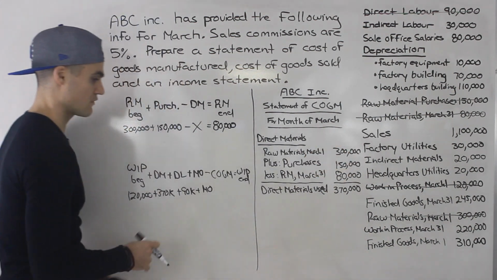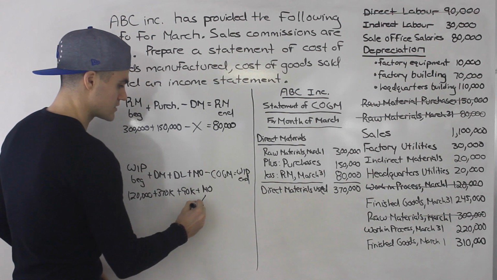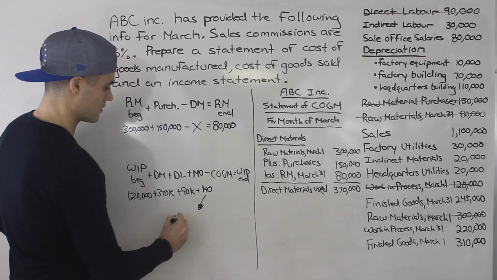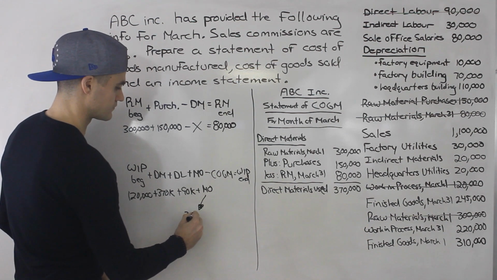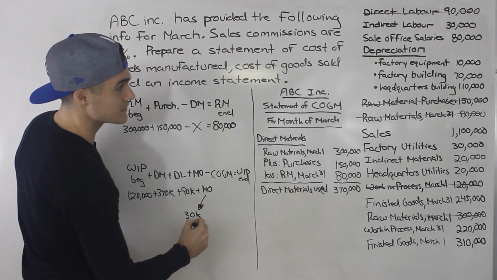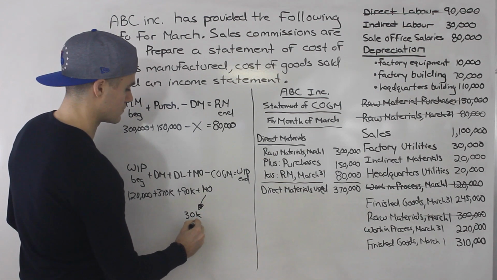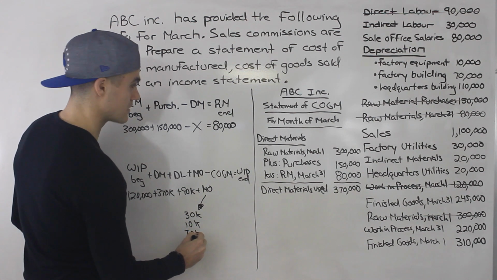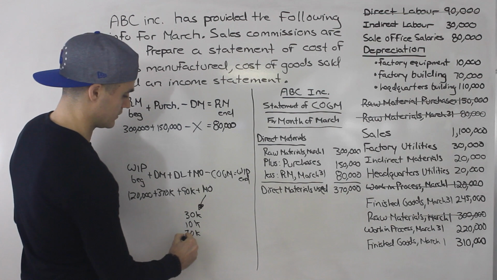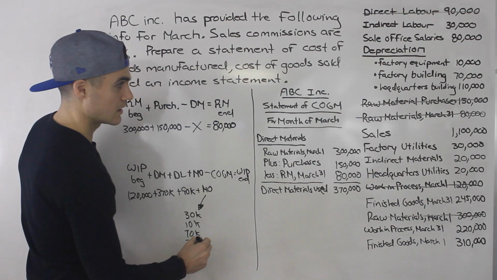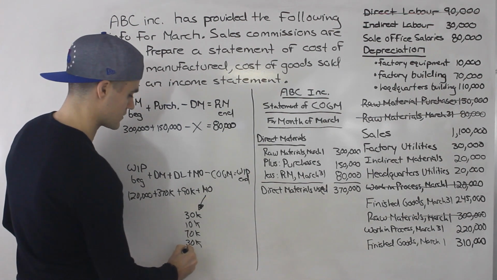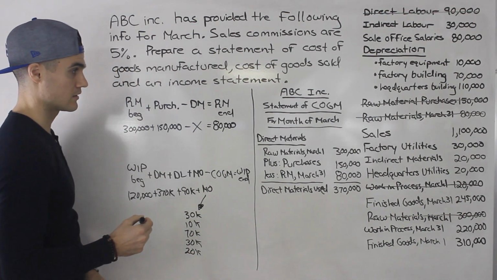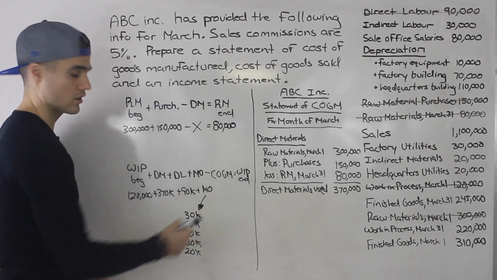So there's a bunch of stuff for the manufacturing overhead. So I'm going to make a list on the side here. It's basically the indirect labor, 30,000. We got the depreciation on the factory equipment, so 10,000. We got the depreciation on the factory building, which is 70,000. Factory utilities, which is 30,000. And then the indirect materials of 20,000. Right? So there's a lot going on for the manufacturing overhead. We're going to have to write all of that out.